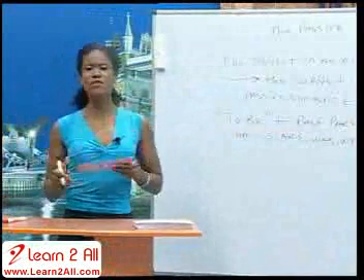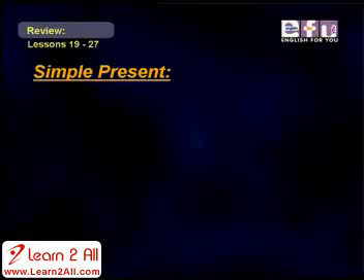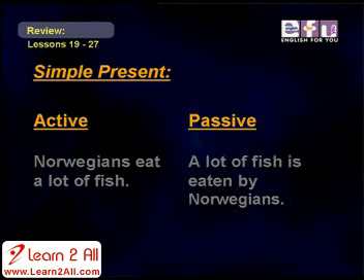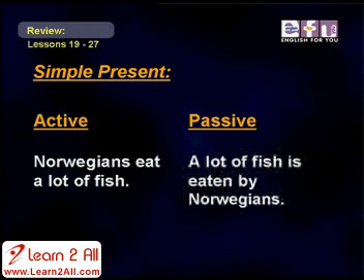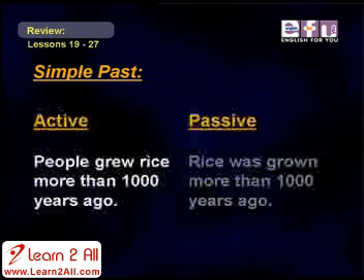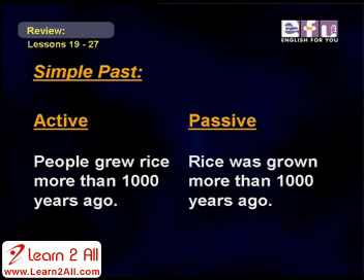Okay, please follow along on your screen. Simple present, the active sentence. For example, Norwegians eat a lot of fish. Passive sentence, a lot of fish is eaten by Norwegians. Okay, next example, simple past, active. People grew rice more than 1,000 years ago. Passive sentence, rice was grown more than 1,000 years ago.